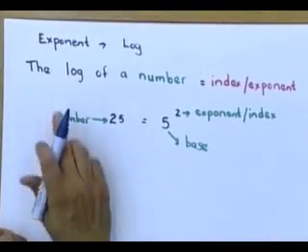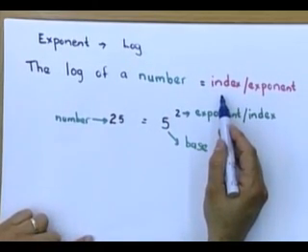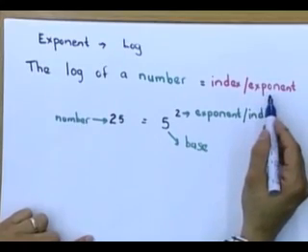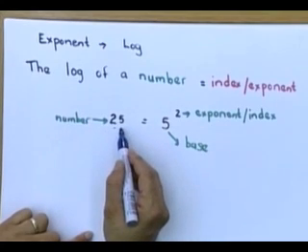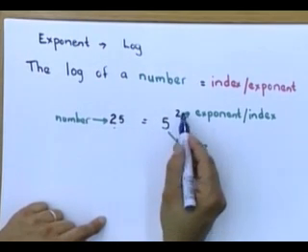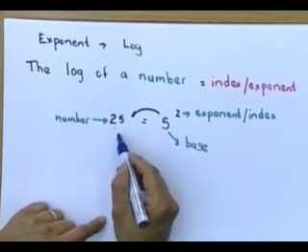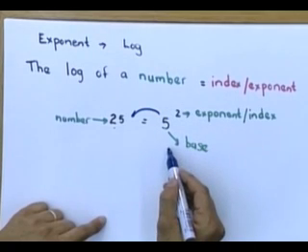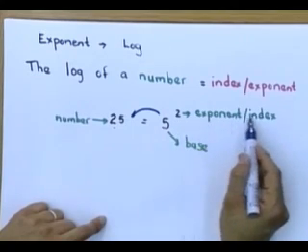So what I'm referring to is what I have here on the page. Like I said, this is just revision. The definition of a log is that the log of a number is equal to the index, or the log of a number is equal to the exponent. Now what that means is that if we take a number like 25, that is the number. 25 we can write in another form as 5 squared. Remember, 5 squared means 5 times 5, and that gives you 25. Now when you have something like 5 squared, we refer to 5 as the base, and we refer to the 2 as your exponent or your index.